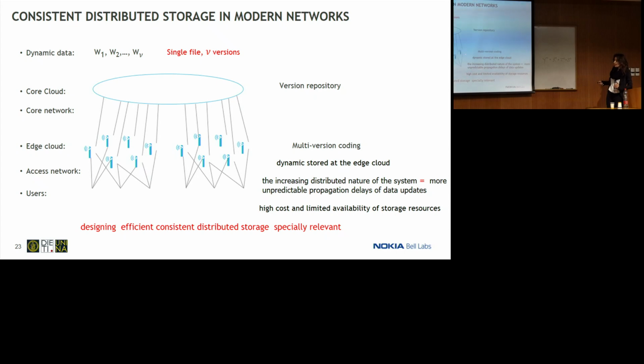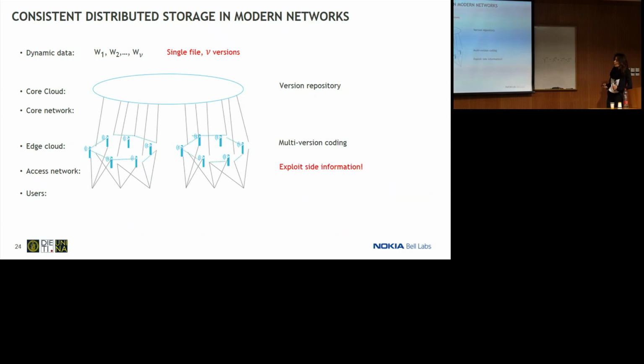Without even mentioning that once you go to the edge cloud, the storage resources are extremely high cost and have limited availability. So all these aspects together push us even more to identify efficient, consistent distributed storage systems. But what can we explore? Especially for this setting, when the dynamic data are stored at the edge cloud, one ingredient that we can exploit is the side information.